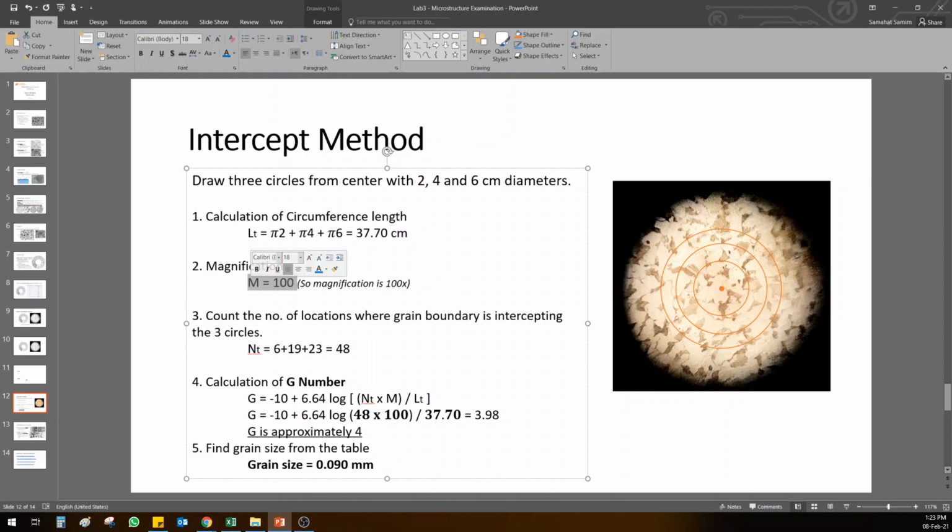So what's the last thing remaining in the formula? It is the NT value, the number of times it's intersecting the grain boundaries. So we will count the locations where the grain boundary is intercepting these 3 circles. NT value is done in 3 steps. So this person is saying I have 6 points of intersection in one circle, 19 in the second, and 23 in the third one, which will total out to be 48.